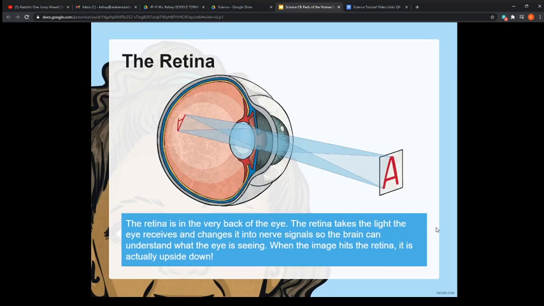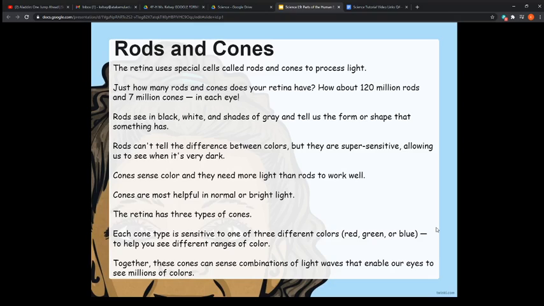The retina is in the very back of the eye, and it takes the light the eye receives and changes it into nerve signals. It uses special cells called rods and cones to process the light. Just how many rods and cones does your retina have? About 120 million rods and 7 million cones in each eye.